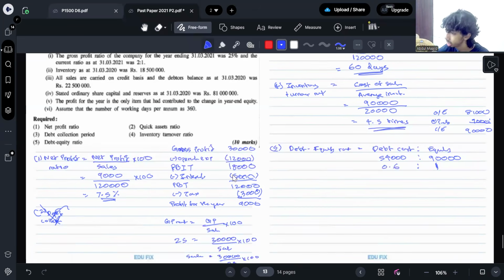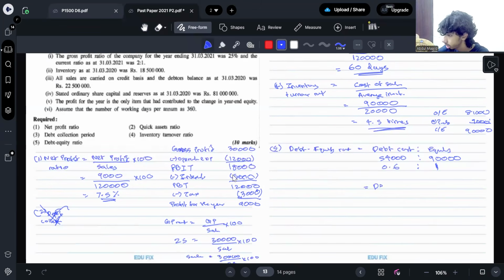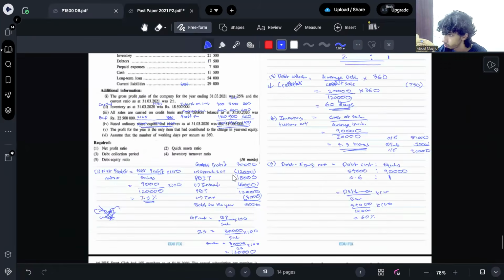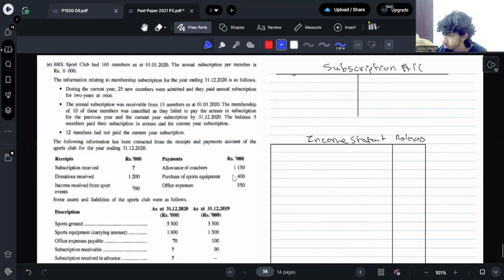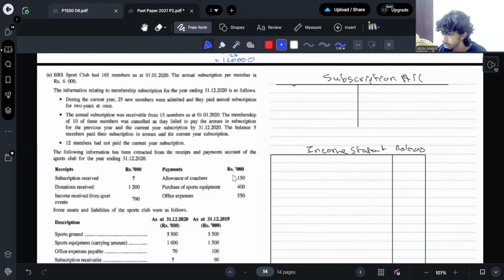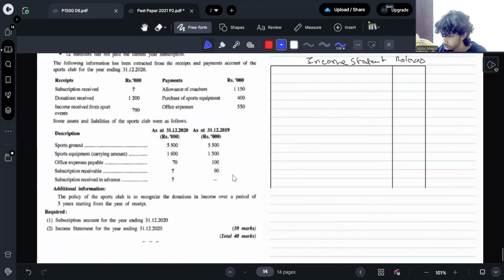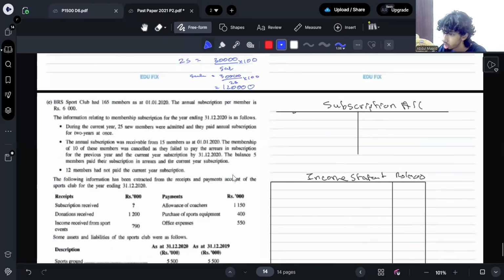Or you can show it as a percentage as well. Debt capital over equity capital into 100. 54,000 divided by 90,000 into 100, that is 60%. That is also fine. Okay, so ratios are done. Then moving on to the last question, the subscription and income statement.